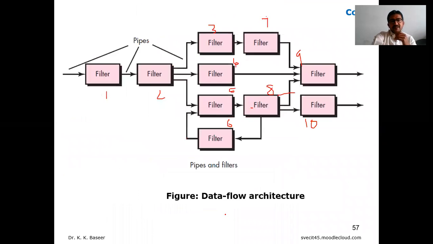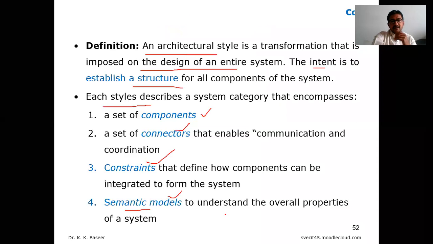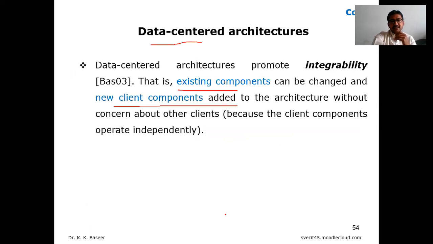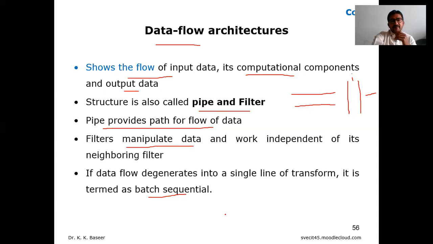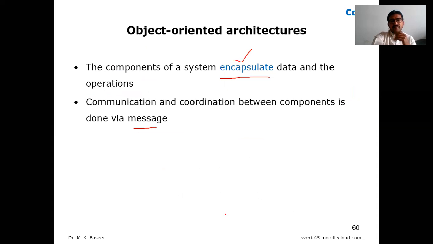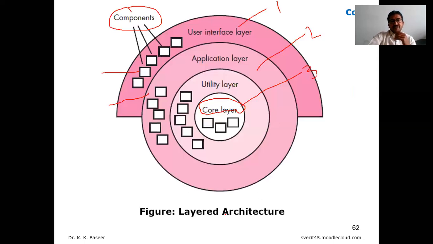Okay. So in this class, we have discussed architectural styles. Under that, we discussed the definition of architectural style, what a style describes, and the difference between architectural style and architectural pattern. The first type of style is data-centered architecture. The second type is data flow architecture. The third is call and return architecture. The fourth is object-oriented architecture. And the last one, layered architecture. That's about the architectural styles.